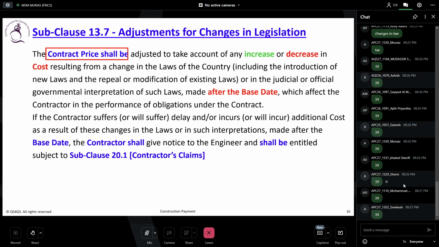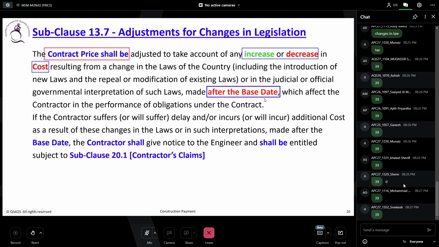All of you just look at the subclause. If the contractor suffers, the contract price shall be adjusted to take account of any increase or decrease in the cost resulting from change in the laws of the country, including the introduction of new laws or repeal or modification of existing laws, or in the judicial or official governmental interpretation of such laws made after the base date. So made after the base date.